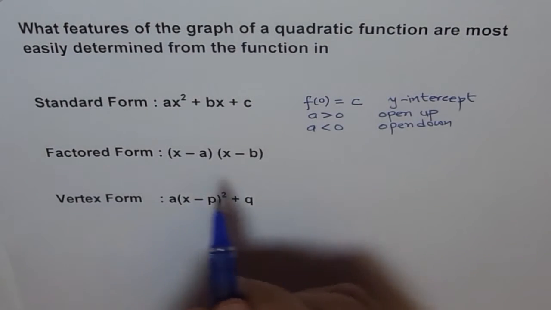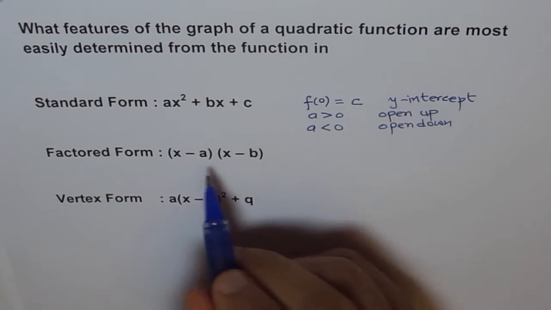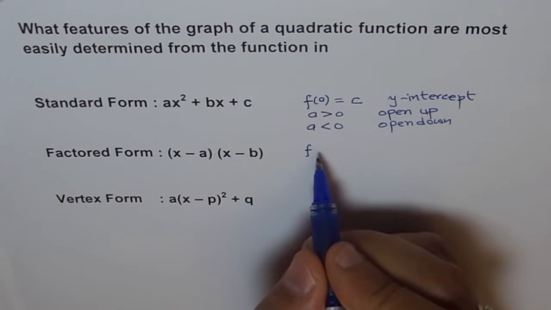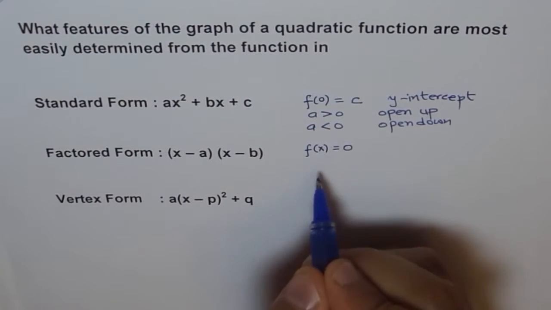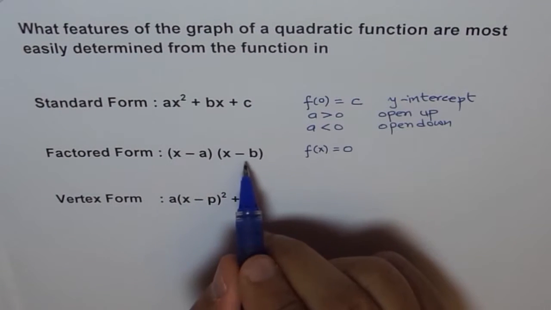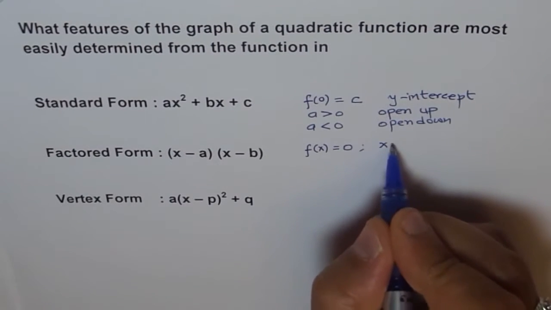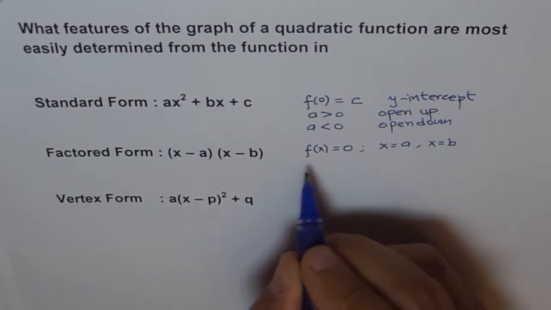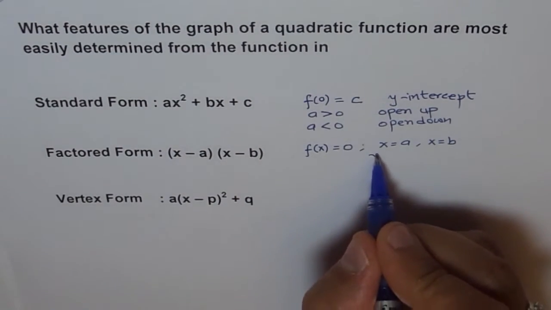Similarly, now let's look into the factored form. The factored form is a very good equation if we have to find the x-intercepts. At x-intercepts, we get f of x equals 0, right? So if I equate this equation to 0, I know the points where it will give me 0. Those are the values at x equals a and at x equals b. So this equation gives me x-intercepts. So I'll write x-intercepts.